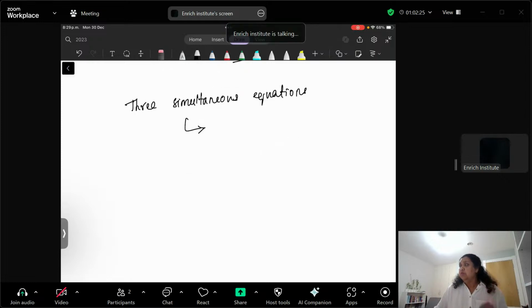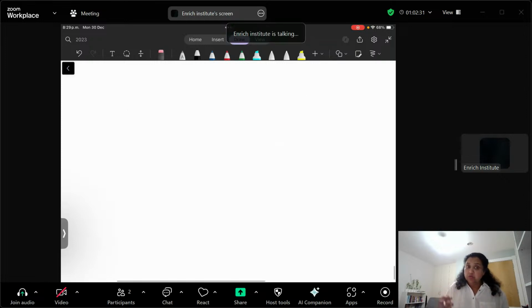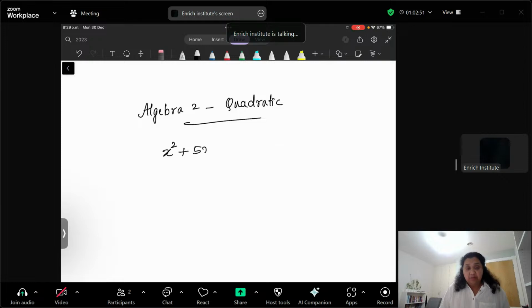Now we are going to move on to quadratics. Okay, so this is algebra 2. So till now we were working on algebra 1. Now it is algebra 2. So in algebra 2, we are going to work on quadratic equations. Okay, so an example can be x square plus 5x plus 6 is equal to 0. Okay, it's a quadratic equation.